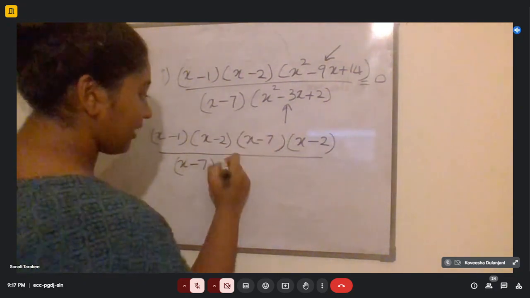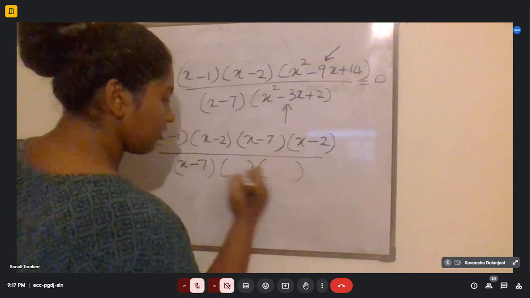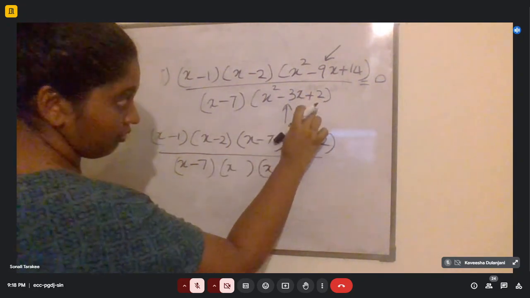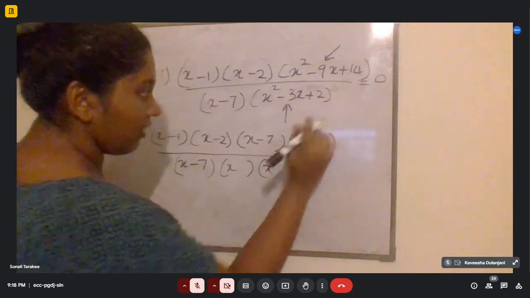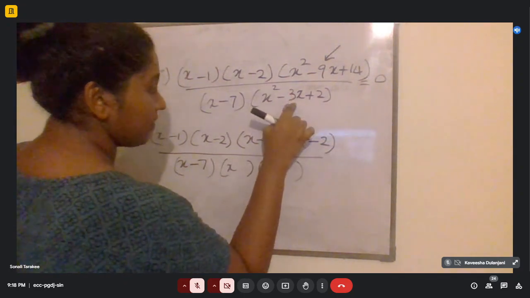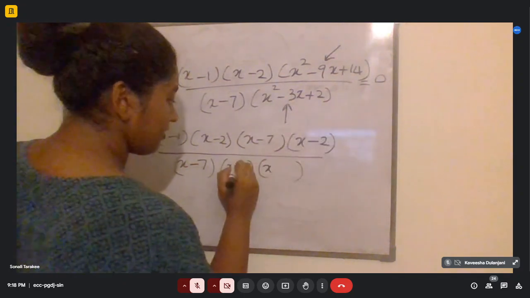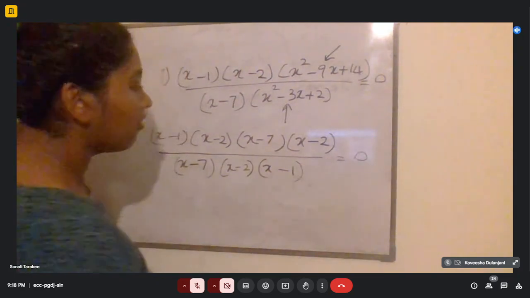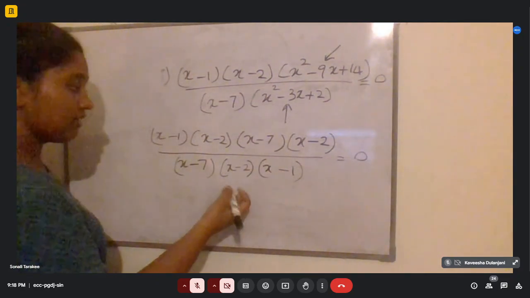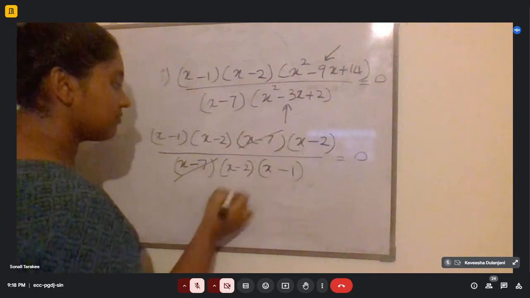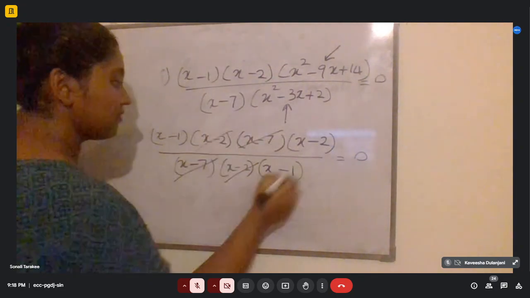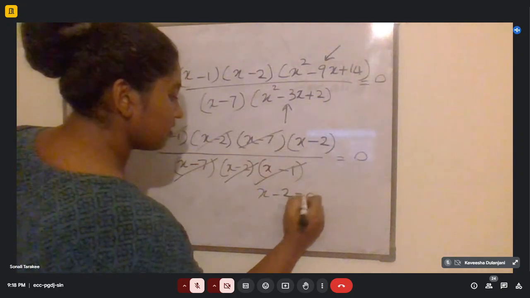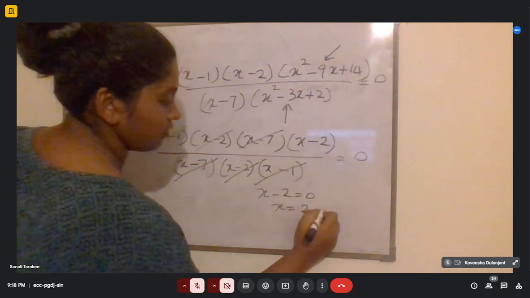Here, when you factorize it, 2 comes from 2 times 1, so minus 3 comes by minus 2 minus 1, equals 0. Now what you can do is cancel. x minus 7 is common, x minus 2 is common, x minus 1 is common. So x minus 2 equals 0. So x equals 2.